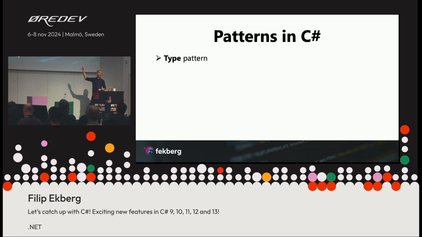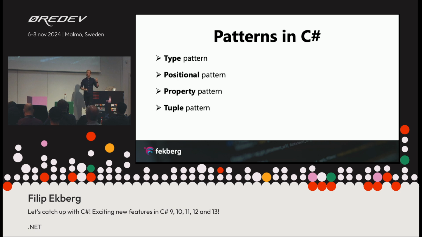Because we have the type pattern that I just showed you. We also have a positional pattern, which is used when you deconstruct an object. Looks very much like a tuple or tuple, depending on how you like to pronounce that. There's ways to match on property values. There's ways to match on exactly what a tuple contains.